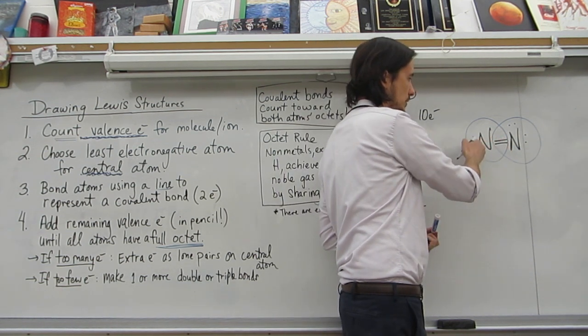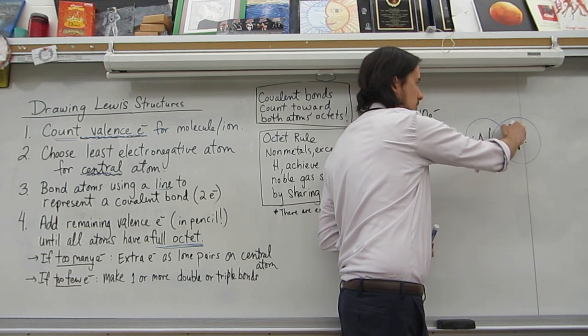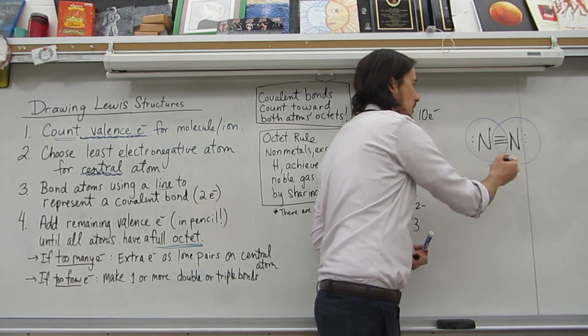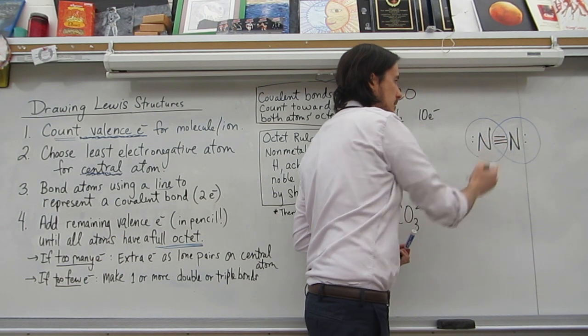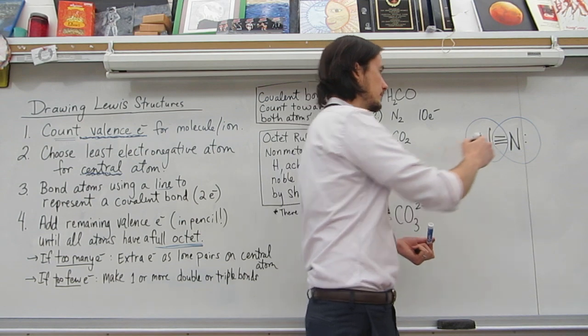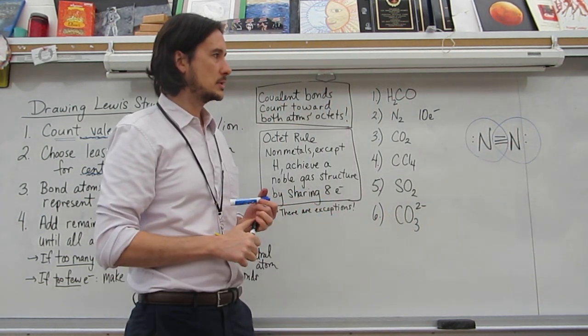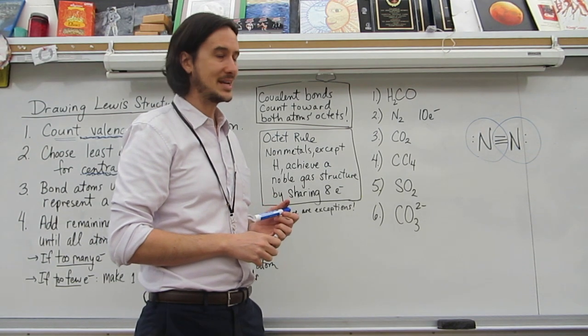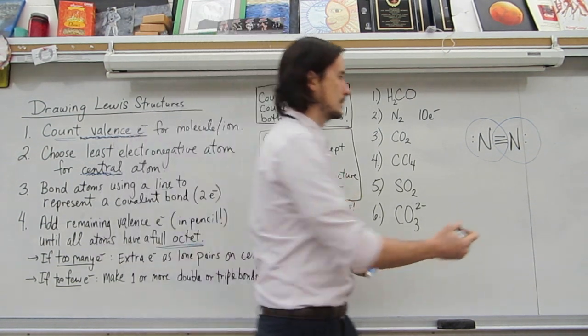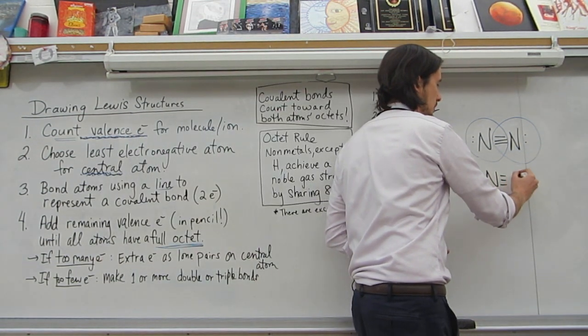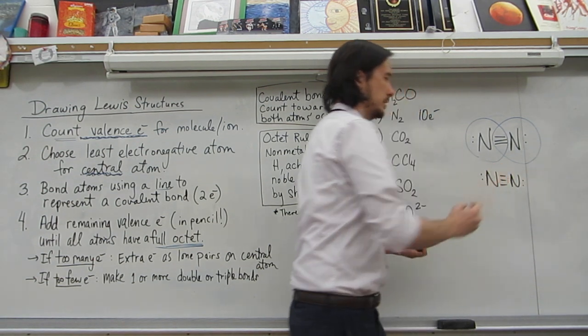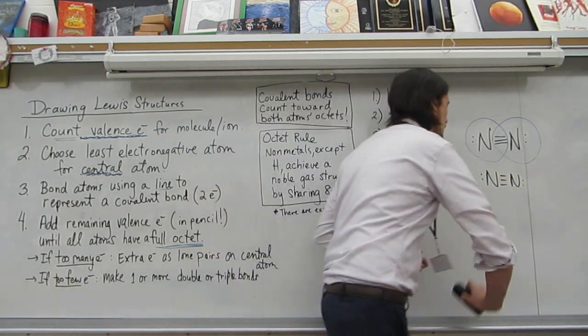2, 4, 6. We still don't have enough for this guy. So we take 2 more electrons and share. 2, 4, 6, 8 for the nitrogen on the left, and 2, 4, 6, 8 for the nitrogen on the right. That is your Lewis structure for nitrogen gas, without the circles, right? That's your Lewis structure. All right.